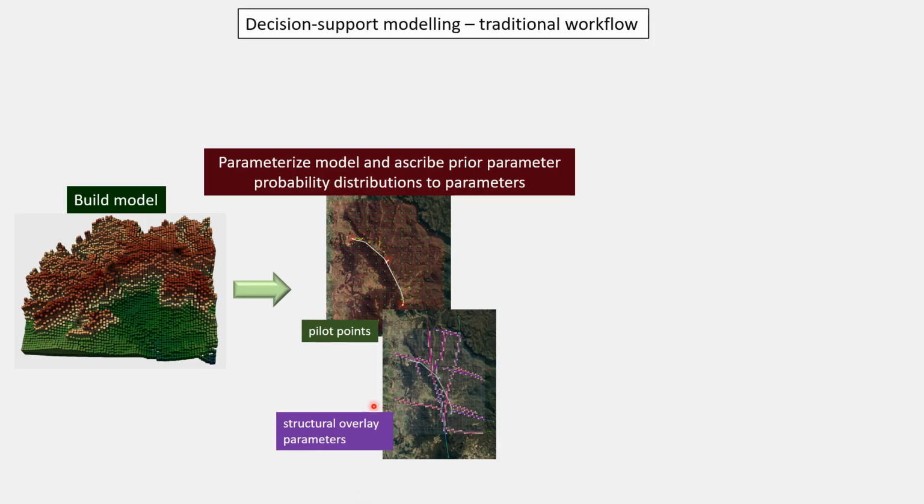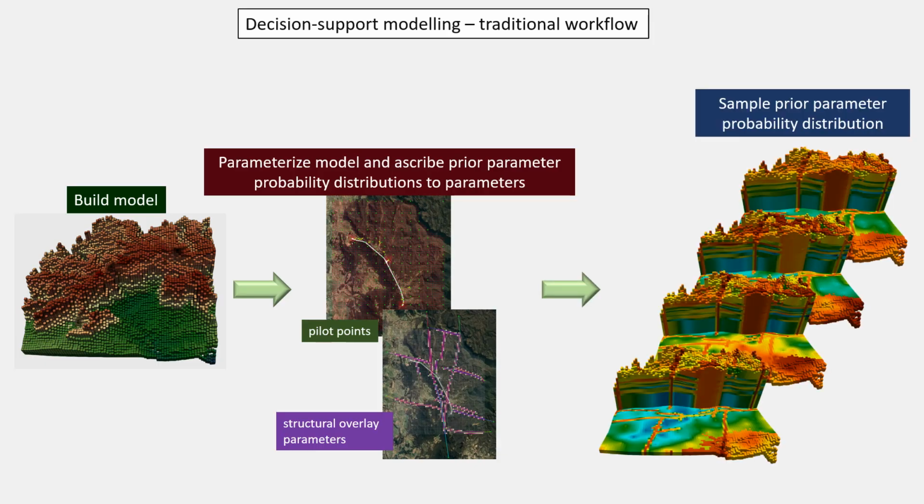Perhaps we'll use pilot points in different layers of the model. Perhaps we'll use structural overlay parameters to represent structural features. We'll need parameters to imbue boundary conditions with hydraulic properties, possibly the historical stresses that we're not sure of. So now our model has lots of parameters. We ascribe a prior probability distribution to those parameters, based hopefully on the outcomes of site characterization. We then sample that prior probability distribution of parameters, so that we have many realizations of that prior probability distribution.